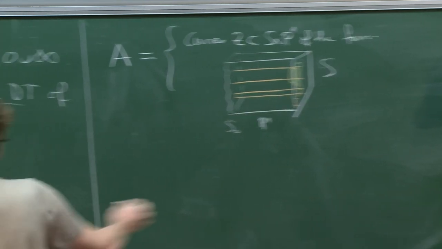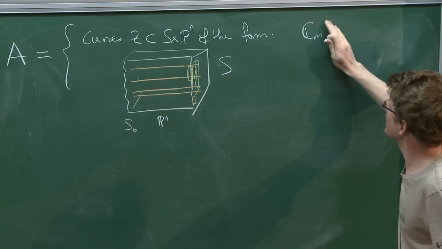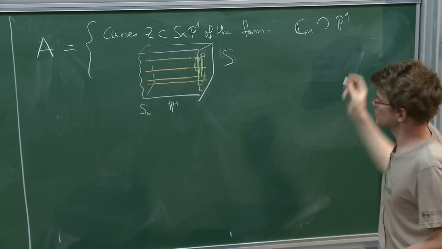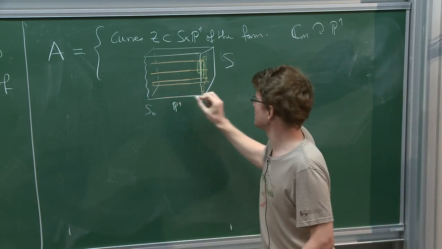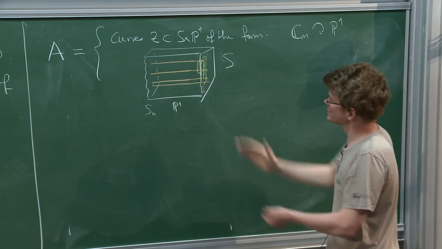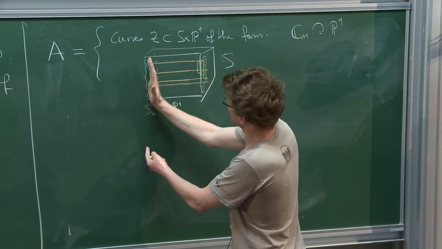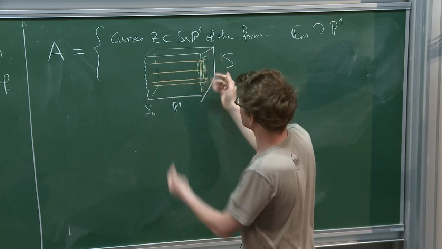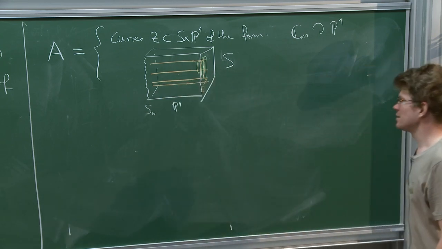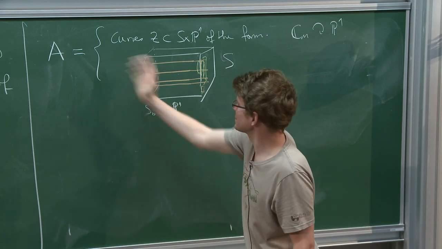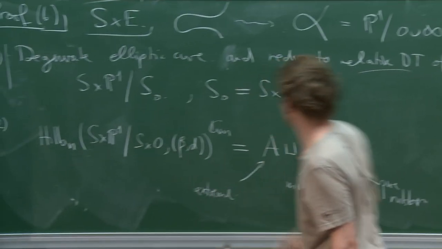Yeah, so if you have the scaling action on the P1, the C star or G_m action, just scaling this parameter, then you have two fixed points, zero and infinity. If you have a curve inside surface times P1 that is fixed under this action, then you can have some vertical components over zero, some vertical components over infinity, and essentially straight lines between them. The ones over zero we cannot have in this component because we are relative to zero.